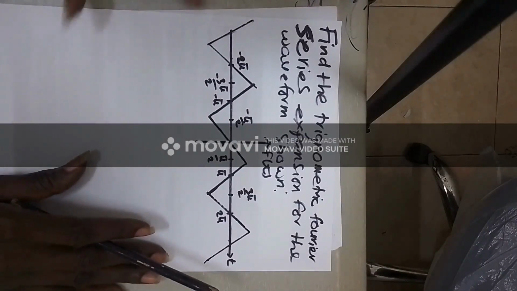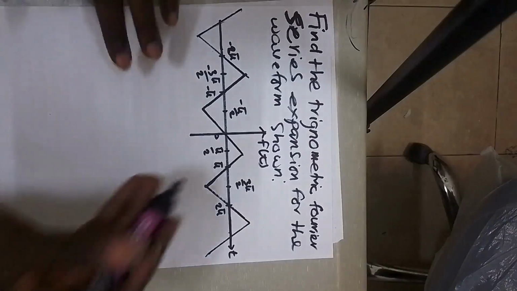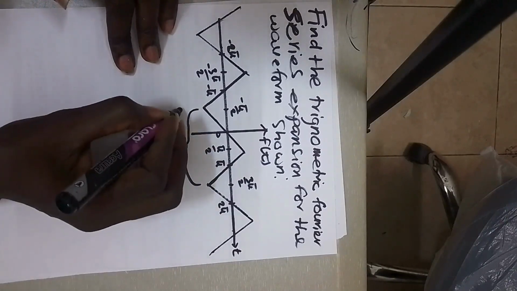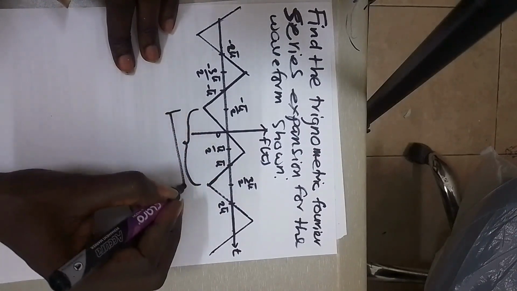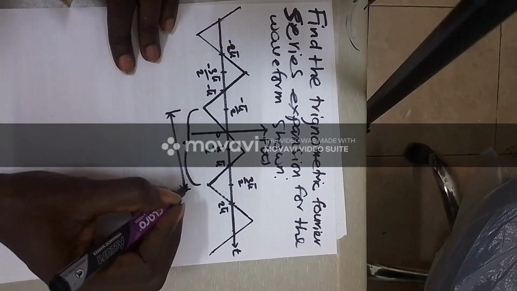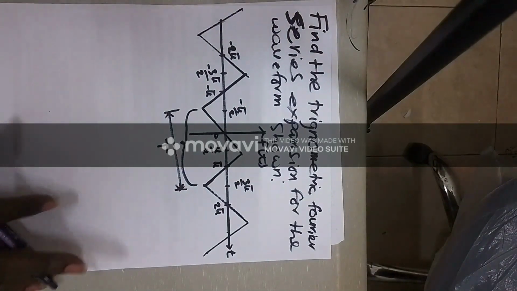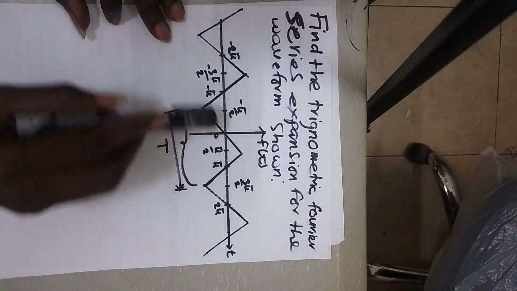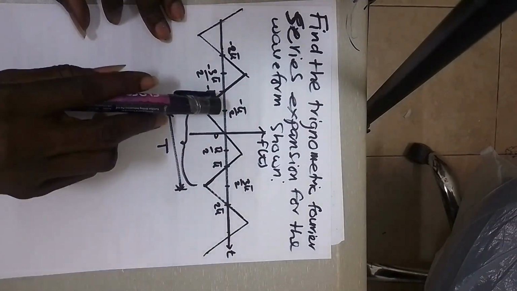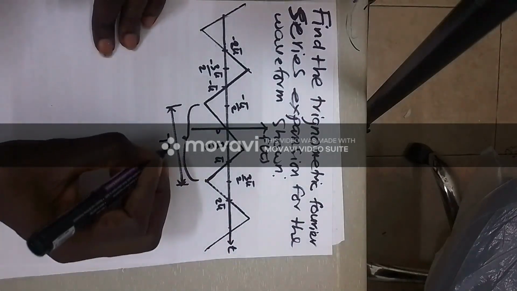So in that case, I am going to take from here up to here to be my period. What will be my period? It will be from minus pi on 2 to 3 pi on 2. That will equal 2 pi.